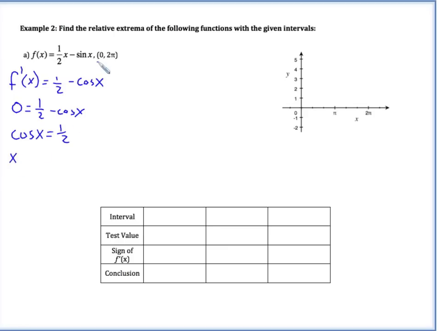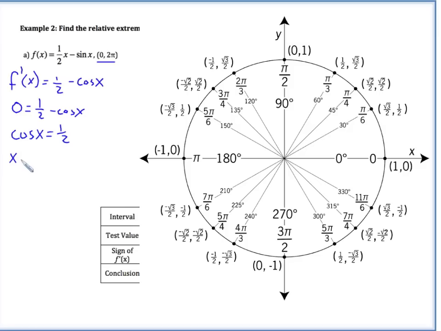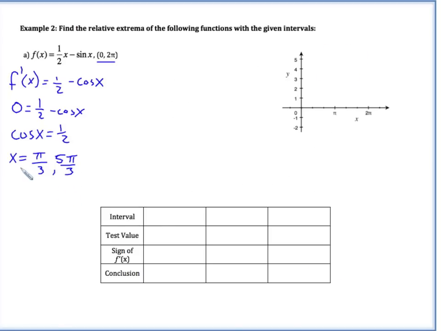Okay, let's take a look at our interval on 0 to 2 pi. So again, that's just our unit circle. So cosine x equals 1/2 at pi over 3 and 5 pi over 3. So what happens here is this becomes the intervals we have to check. So we're going to put pi over 3 right here and 5 pi over 3 here.